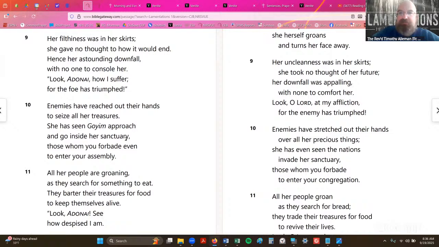We'll pause there. And verse 10 will be where we pick up next time. So we didn't end up reading a whole lot, and that's okay. Verse 10 will be our starting point next time.